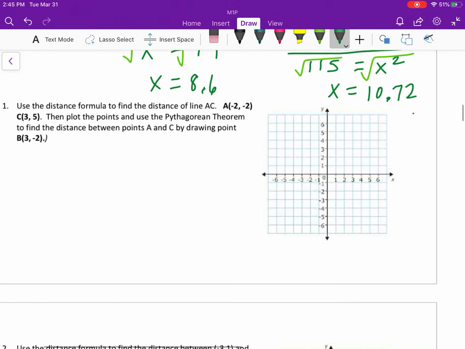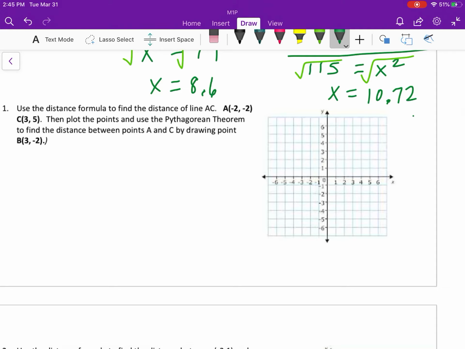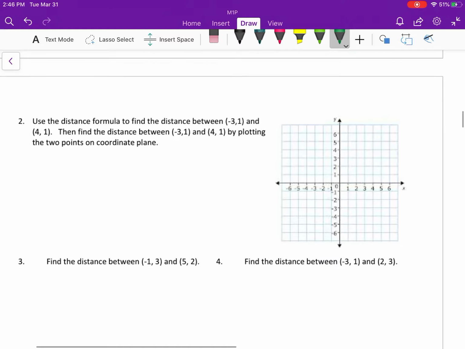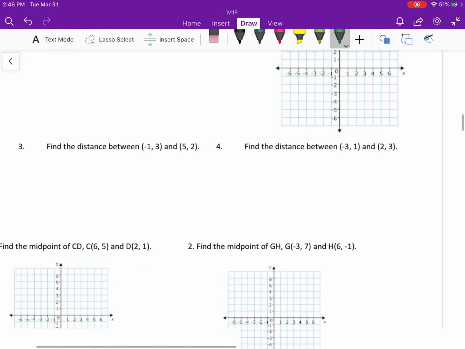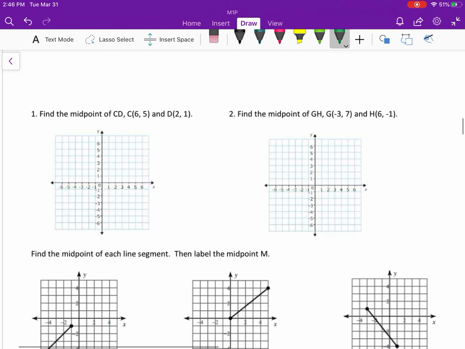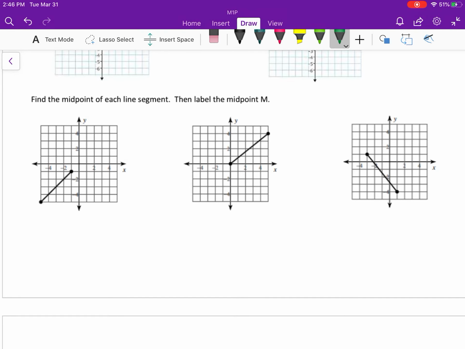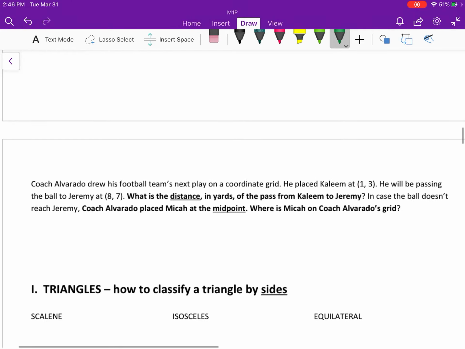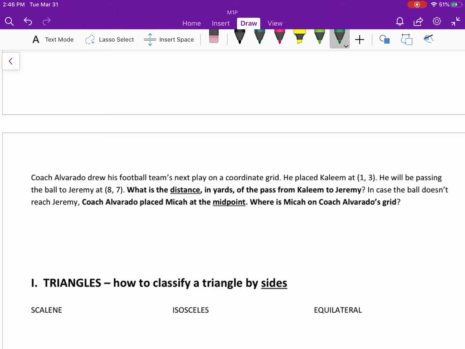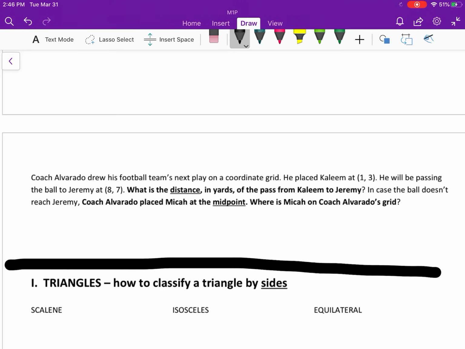Now, what I did below here, number 1, is to plot the points and find the distance. Then plot them and do Pythagorean. I'd like you to try that. Number 2 does the same. 3 and 4 is distance. 1 and 2 again is midpoint. These are finding the midpoint, where you actually have to do the ordered pairs and then do the midpoint formula. And then this Coach Alvarado with his football team did the distance and the midpoint. And that actually would be the stop for our first day of notes.